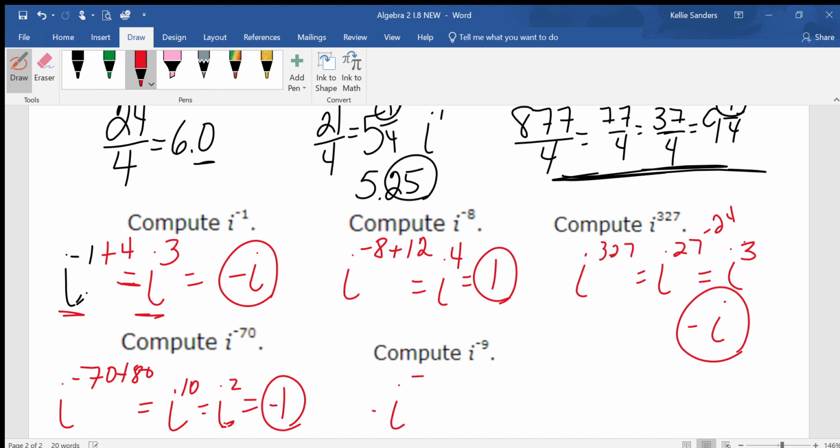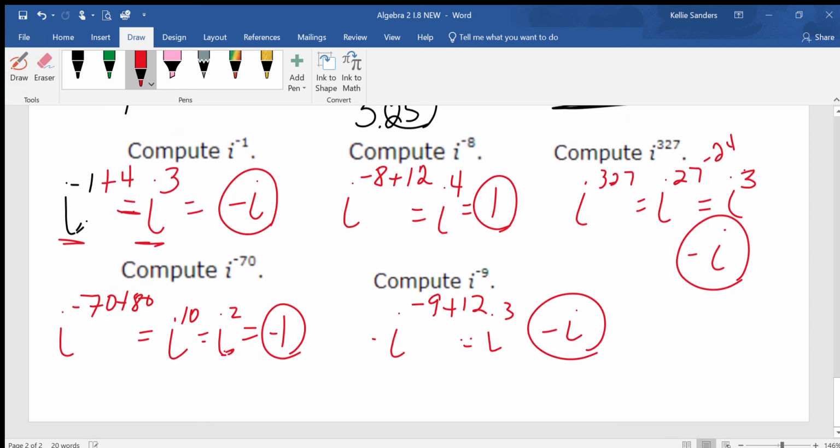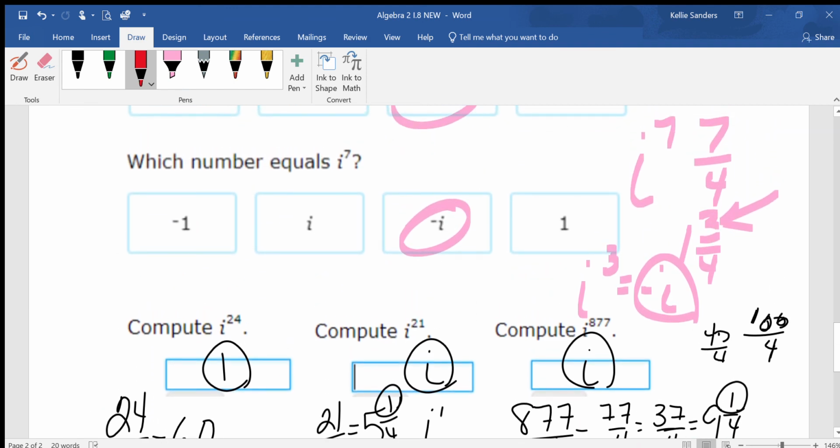i to the negative 9, I'm going to add 12, get i to the 3rd, which is negative i. That's it. We're finished with Unit i.